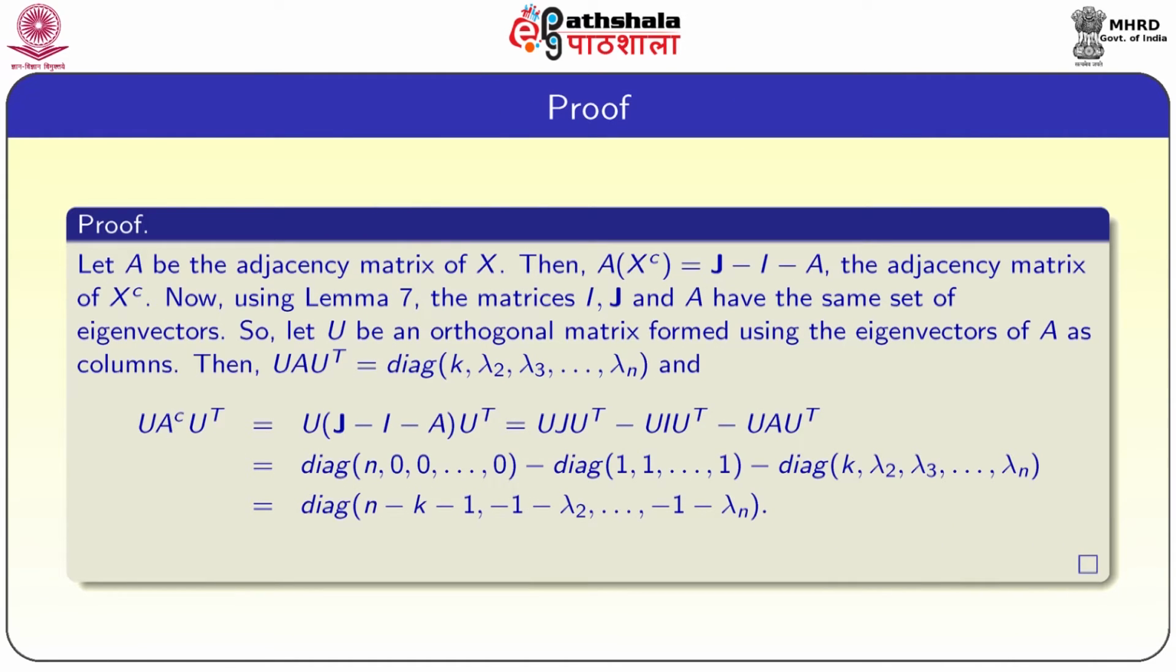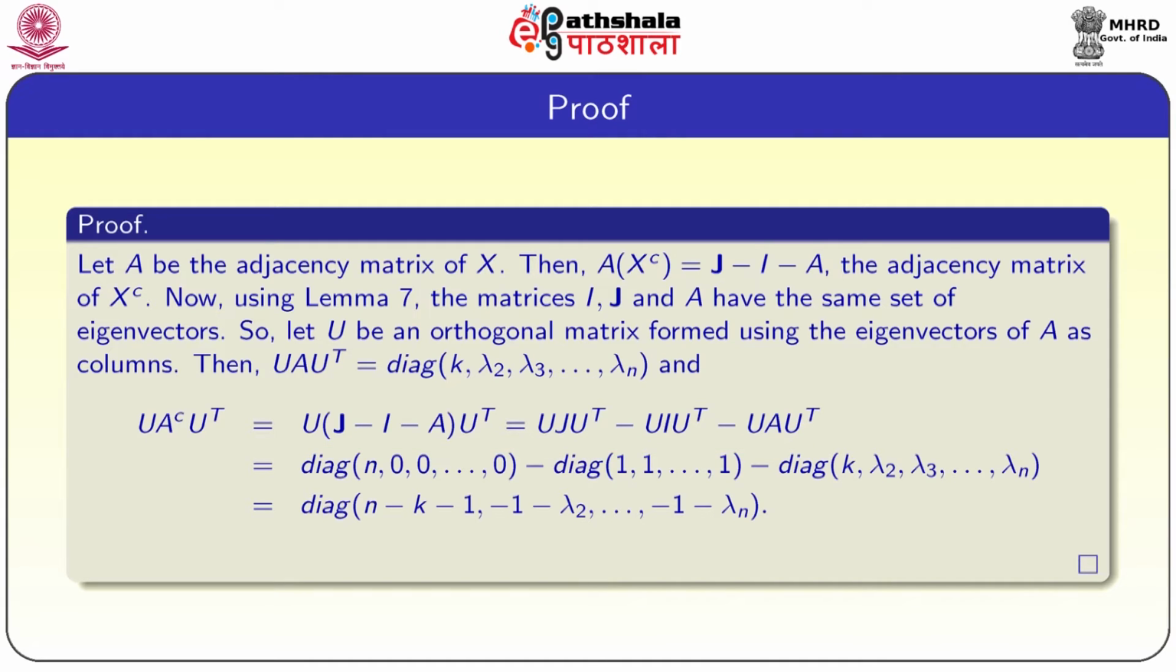So, if U is an orthogonal matrix formed using the eigenvectors of A as columns, then U A U transpose is equal to the diagonal matrix with diagonal entries k, lambda 2, lambda 3 and so on up to lambda n. And U A complement U transpose is equal to U times, since A complement, that is the adjacency matrix of X complement, is J minus I minus A, into U transpose. So, which is equal to U J U transpose minus U I U transpose minus U A U transpose.